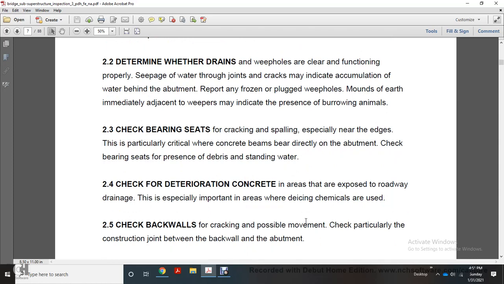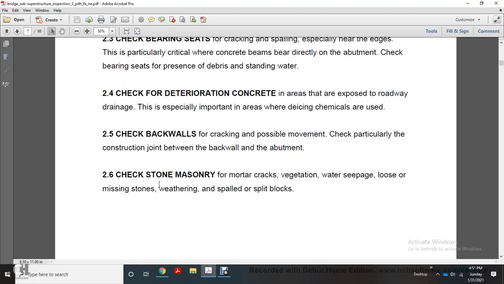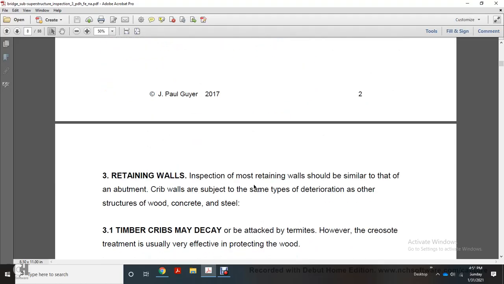Check back walls for cracking and possible movement. Check particularly the construction joint between back walls and abutment. Check stone masonry for mortar cracks, vegetation, water seepage, loose or missing stones, weathering, and spalled or split blocks.